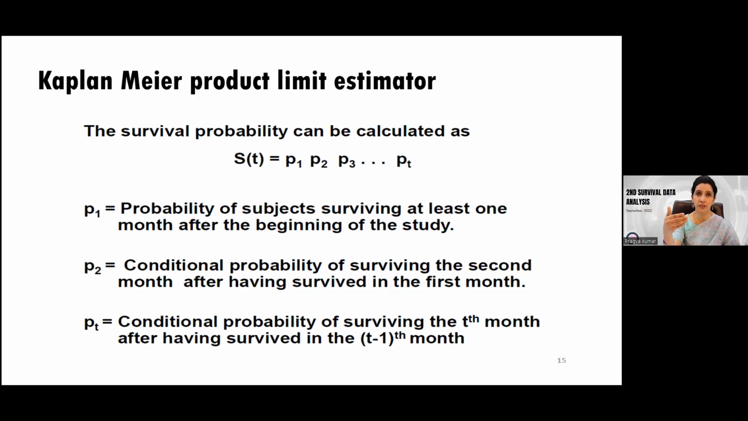So survival probability at time t is multiplicative. It is the multiplication of P1, P2, P3 and Pt. P1 is the probability of the subject surviving at least 1 month, or whatever the time is, because there are different time points. So at least whenever the first event happened after the beginning of the study, P2 is the conditional probability of surviving the second month after having survived the first month, and Pt is the conditional probability of surviving the t-th month after having survived the t-1 month.